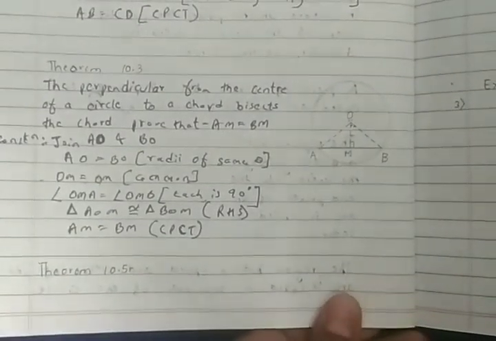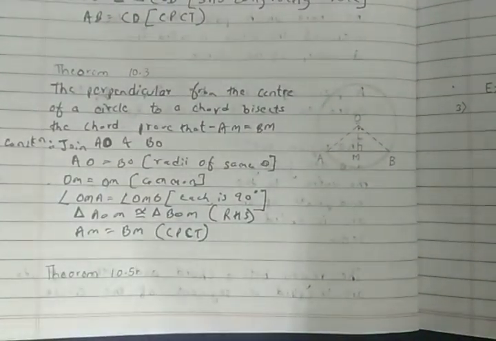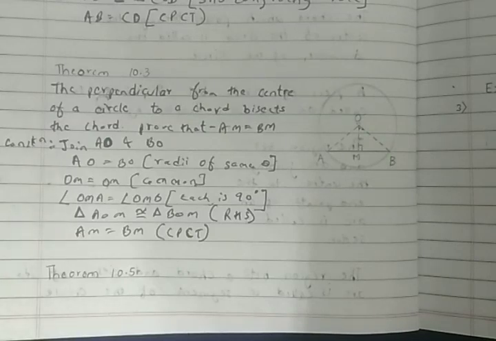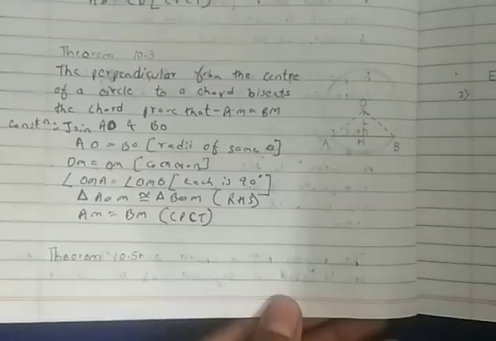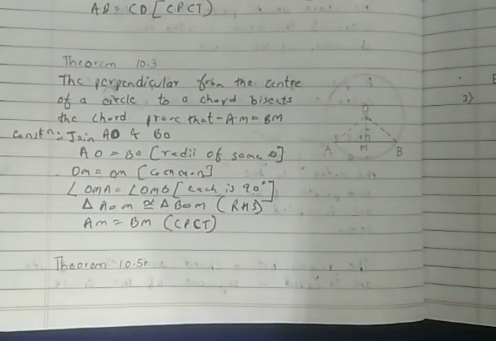Now let's see theorem 10.5. Theorem 10.5 says that there is one and only one circle passing through three given non-collinear points. What are non-collinear? Which are not in a straight line.